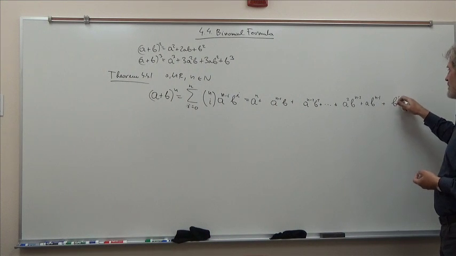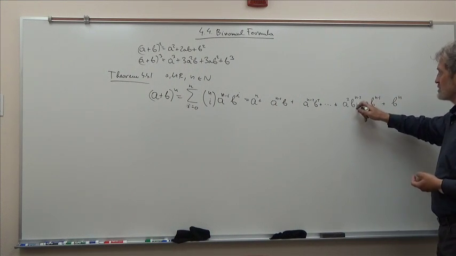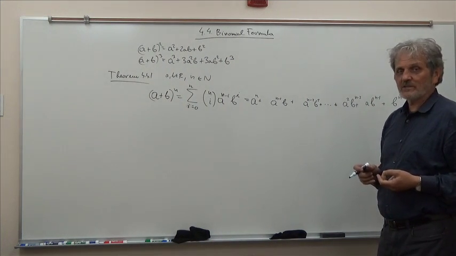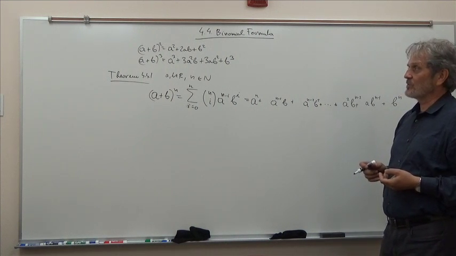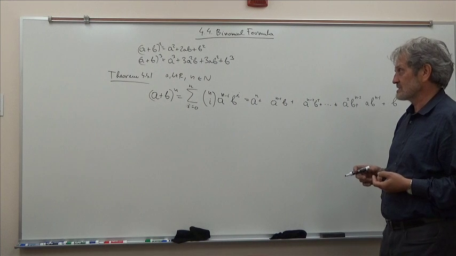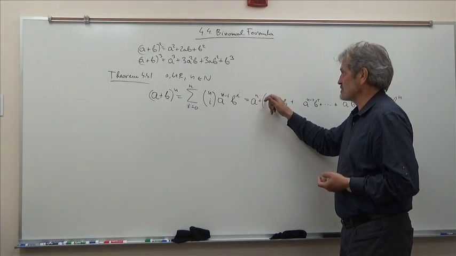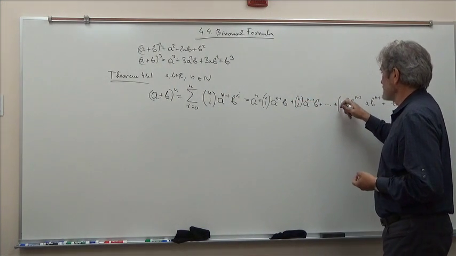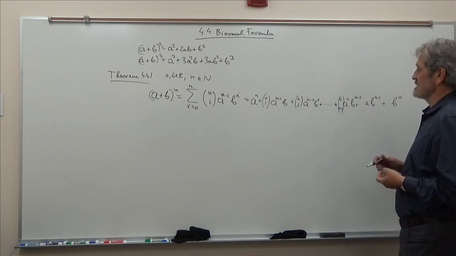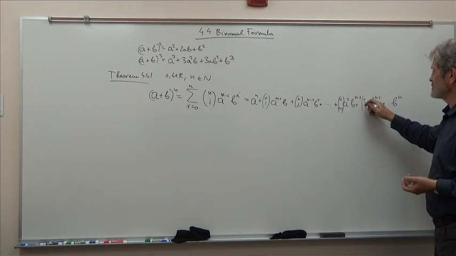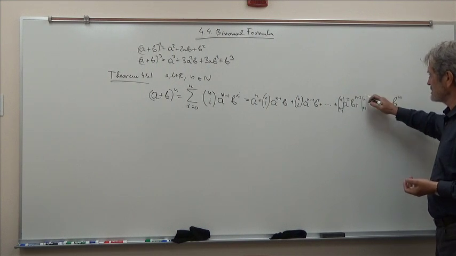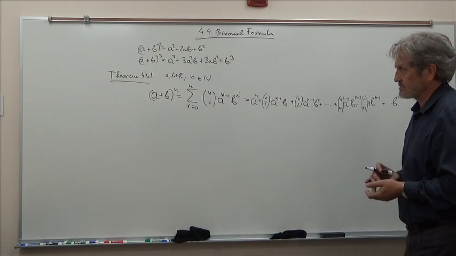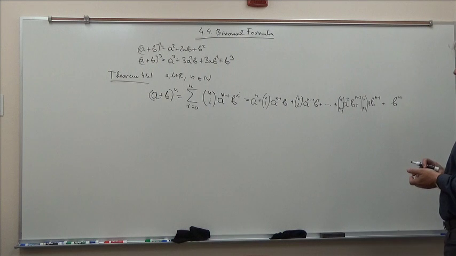So let's say a squared b to the n minus 2 plus a b to the n minus 1 and plus b to the n. But then there are coefficients, and those are the coefficients that we saw in section 4.3, where we counted combinations. Here you go: n choose 1, n choose 2, and so on. This one is n choose n minus 2, although it's the same as n choose 2, and then n choose n minus 1. And finally n choose n, which goes with b to the n. So that's the meaning of this formula.